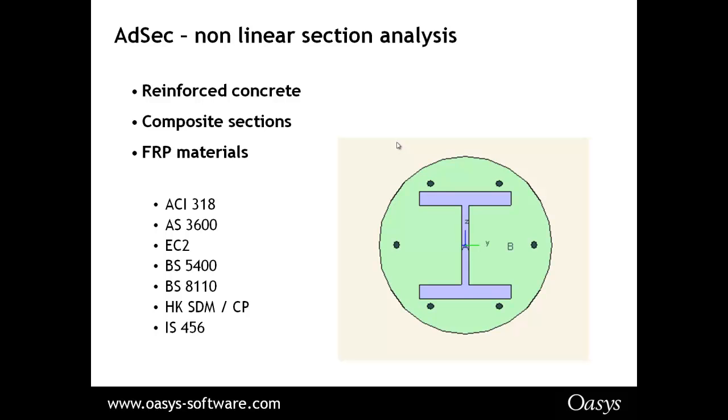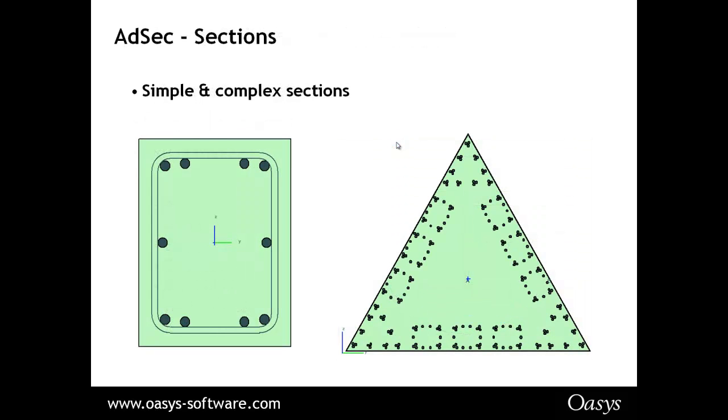FRP materials, so carbon fiber plates on existing beams, GRP reinforcement, etc., etc. The sections themselves can be simple or they can be complex. ADC only does simple sections. AdSec will do any section you want. The section on the right is an example from the Washington Air Force Memorial. Not just a triangular reinforced section, but also composite with the stainless steel cladding as well.